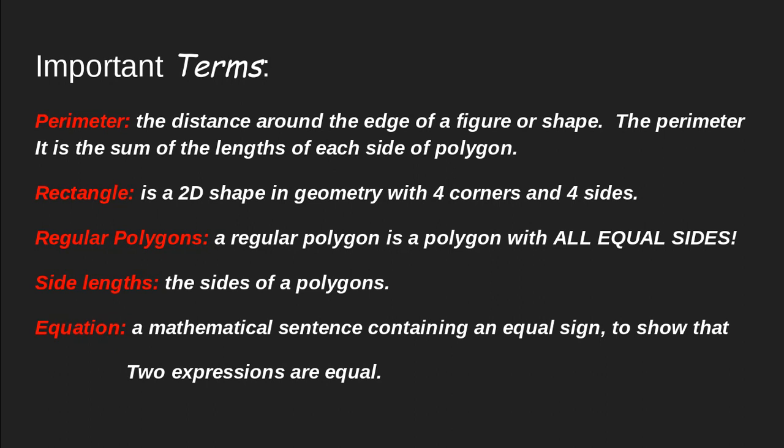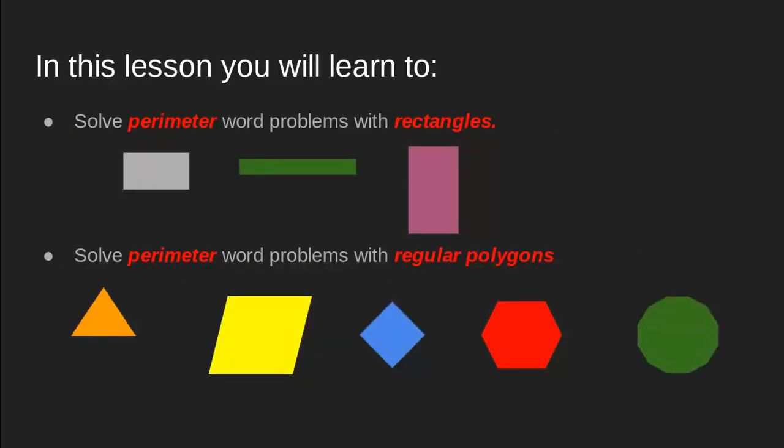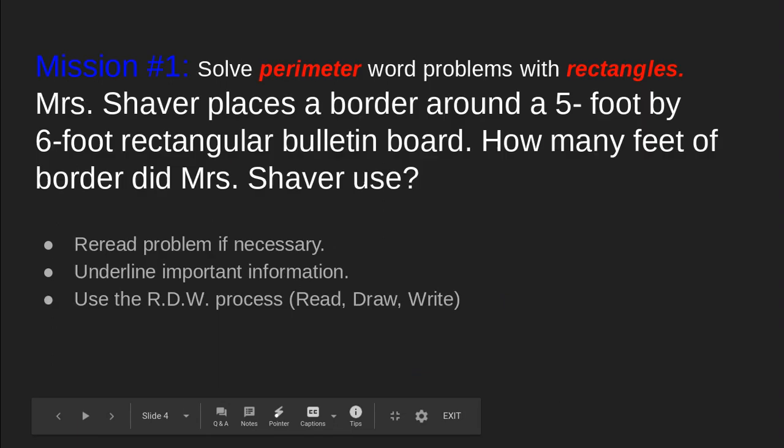Okay, here we go. In this lesson, you will learn to solve perimeter word problems with rectangles. And here we have 3 examples of rectangles. You will also be solving perimeter word problems with regular polygons. And remember that regular polygons have equal sides. Okay, mission number 1, solve perimeter word problems with rectangles.